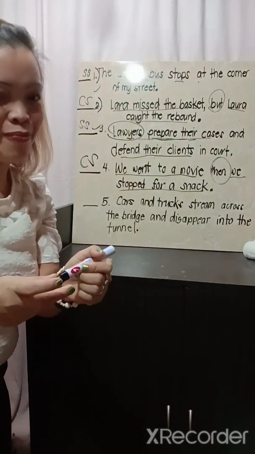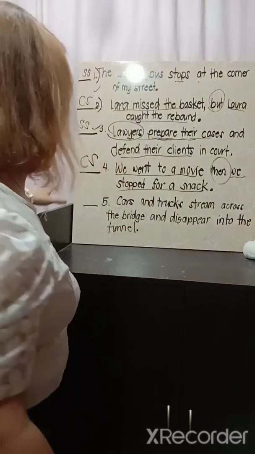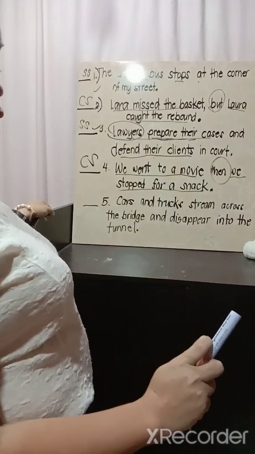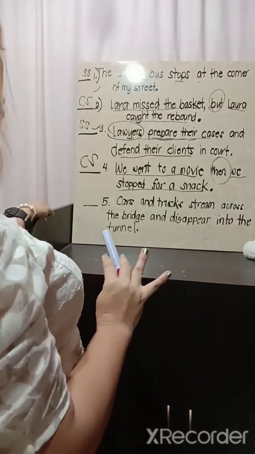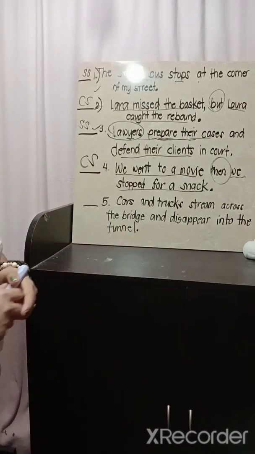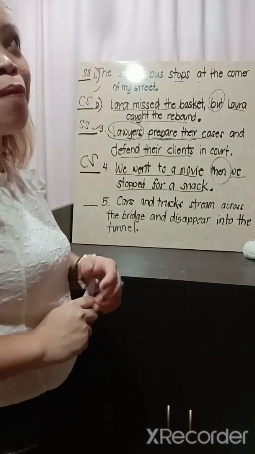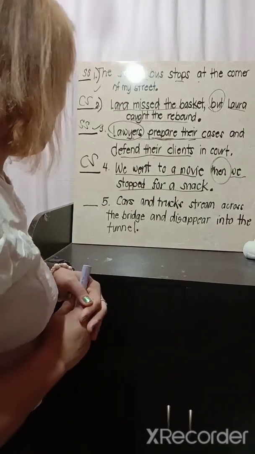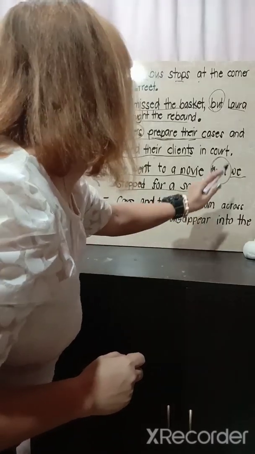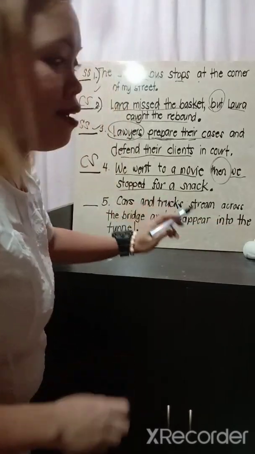So let's move to number 5. We are almost done. Okay, cars and trucks stream across the bridge and disappear into the tunnel. Again, cars and trucks stream across the bridge and disappear into the tunnel. How many independent clauses are there? Okay, do not overthink. Cars and trucks stream across the bridge and disappear into the tunnel.